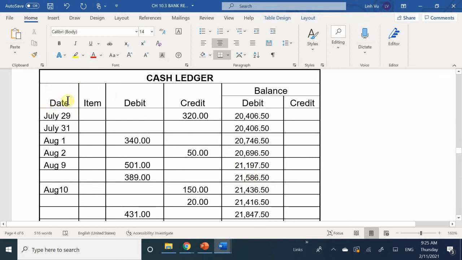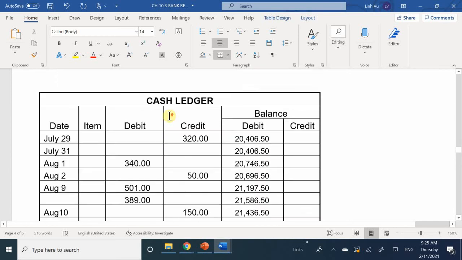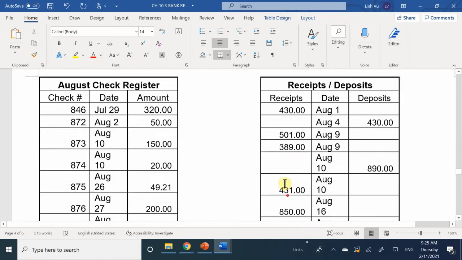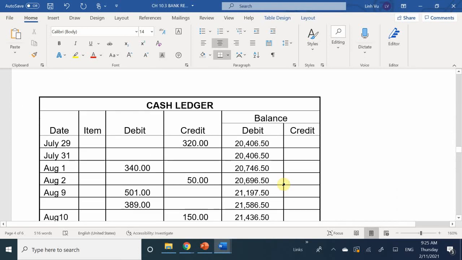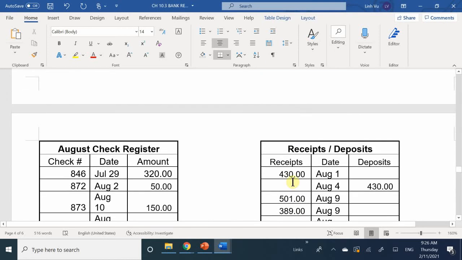Our first thing here is we should have written a check for $320. Did we write a check for $320? Yes. Okay, then the next thing that happened was we should have deposited $340. Did we deposit $340? No. In our records, we wrote in our cash ledger that we have $340. But in my deposits, it's for $430.